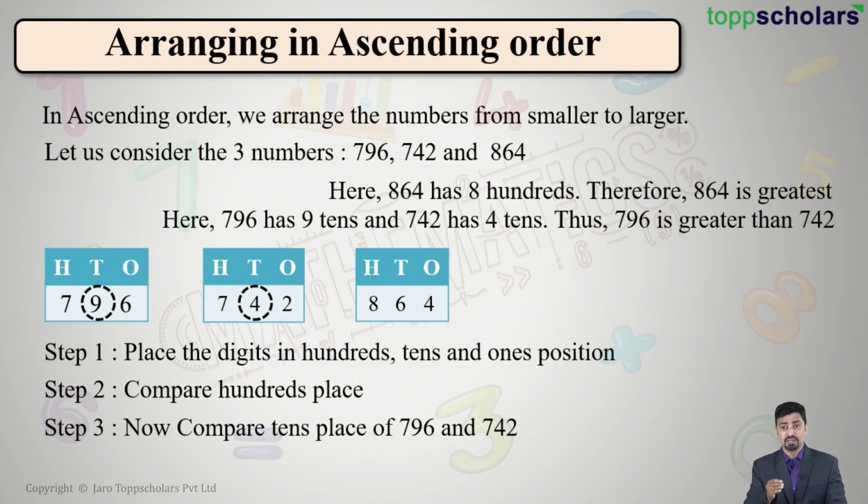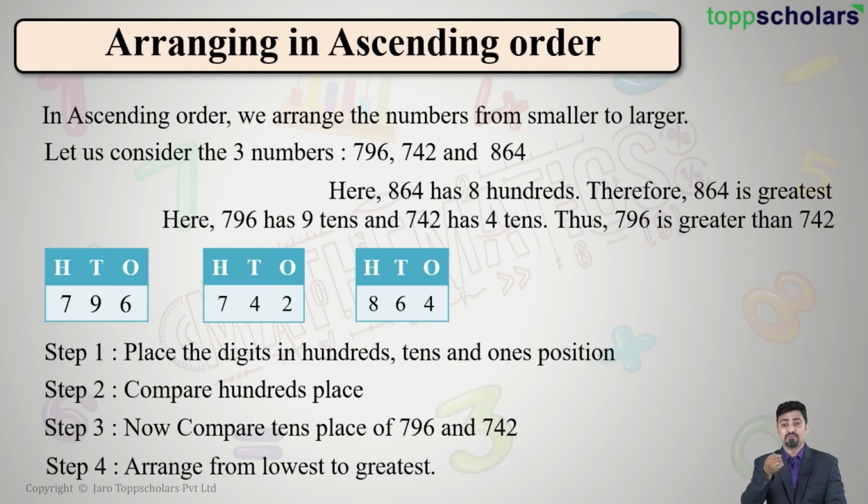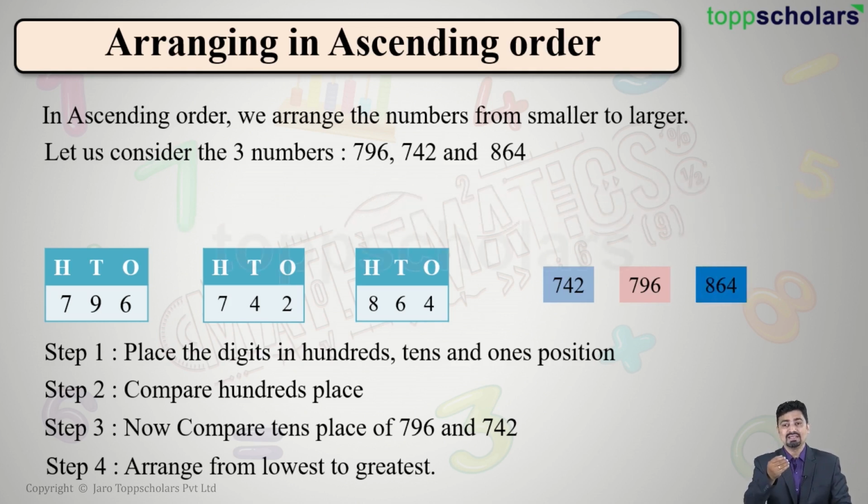Have we compared all the three numbers? Yes, we have. So now, once we are done with comparing, what we will do? We will arrange them from lowest to the greatest. Now, we have understood that 742 is the smallest number, followed by 796. And which is the greatest number? Which we had determined initially, that is 864. So, we have determined that these three numbers have been written from lowest to the greatest.